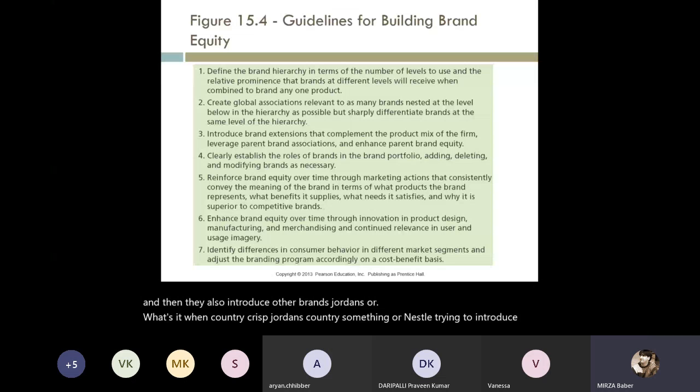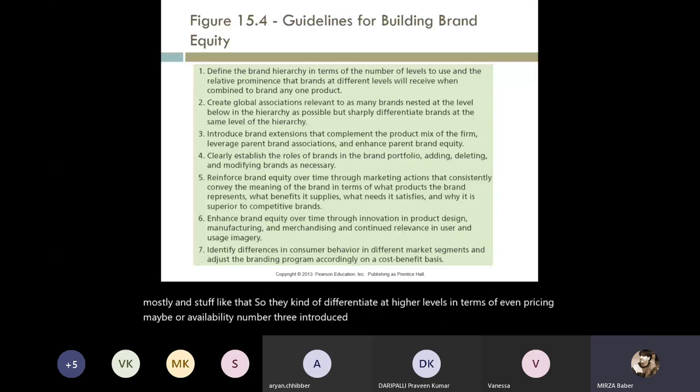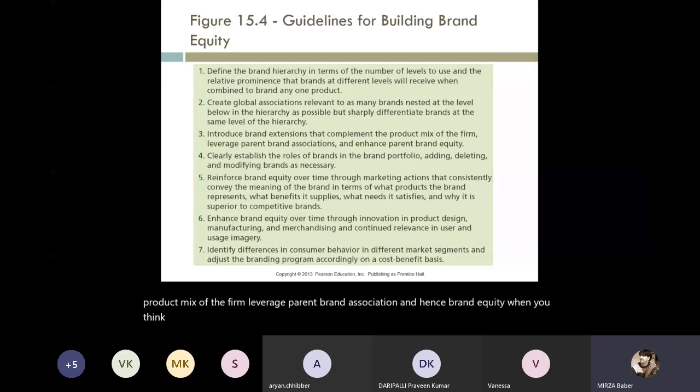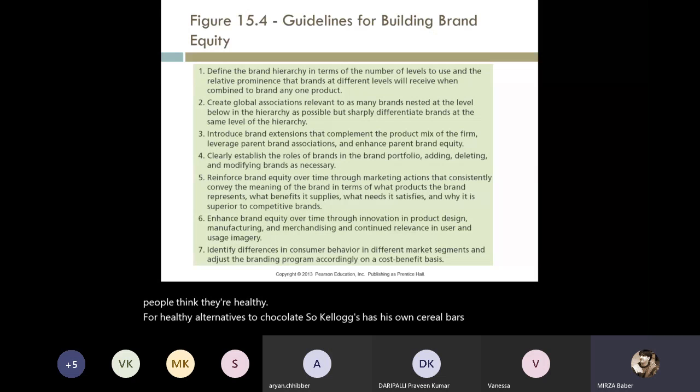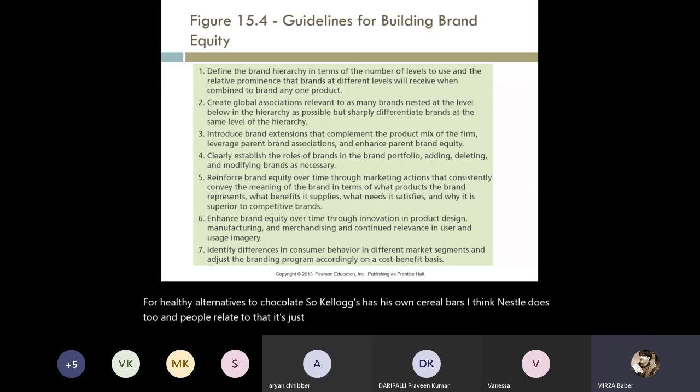Number three, introduce brand distinctions that complement the product mix of the firm. Leverage parent brand association, enhance brand equity. When you think about cereals, there can also be cereal bars, snack bars. They're full of sugar though, but people think they're healthy, or healthy alternatives to chocolate. So Kellogg's has its own cereal bars, I think. Nestle does too. And people relate to that. They're like, oh, it's just the same thing, but in the form of a chocolate bar. That's part of a brand line extension.